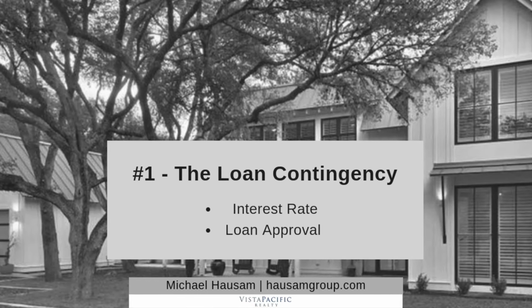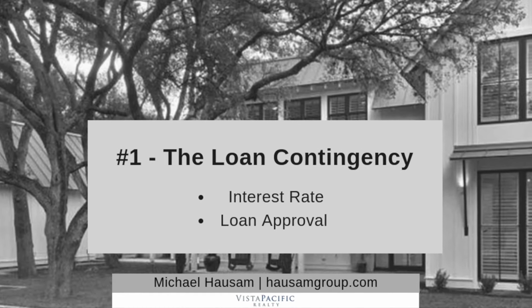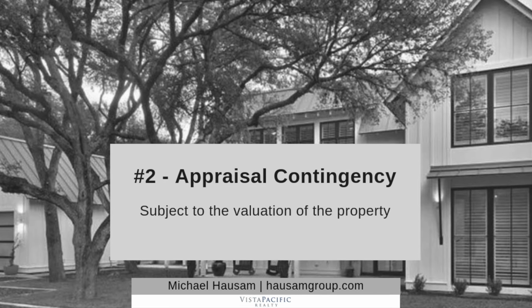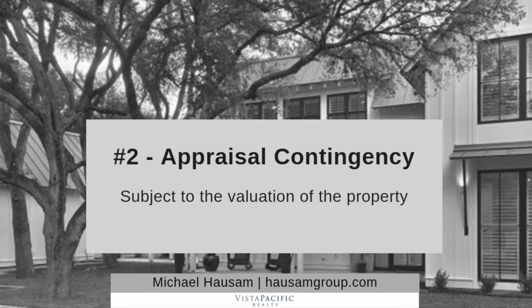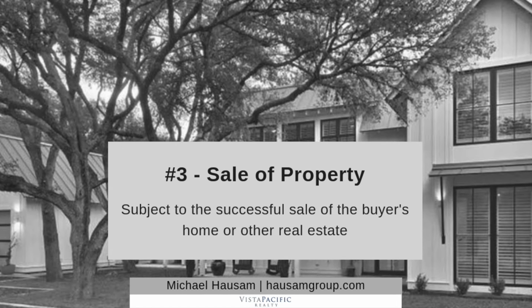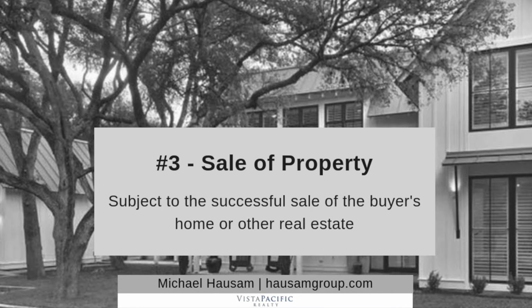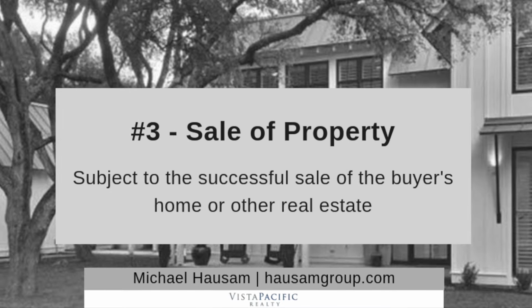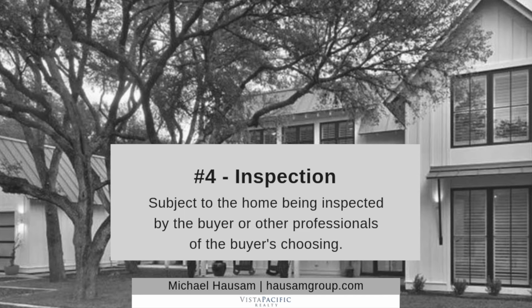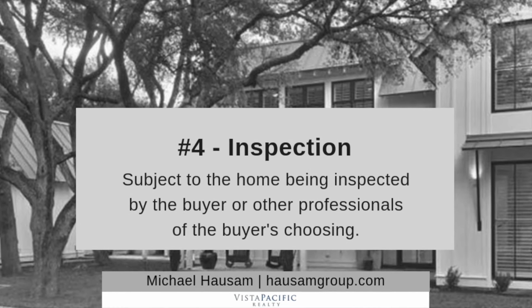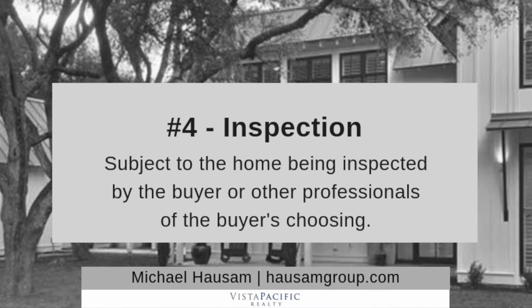Number 1, the loan contingency. This is subject to interest rate and loan approval. Number 2 is appraisal. The contract can be subject to the valuation of the property. Number 3 is a sale of property. For example, if they have another home that they have to sell before they can close escrow on the new one. And number 4, the inspection contingency, giving the buyer the time to adequately evaluate and look at the property.